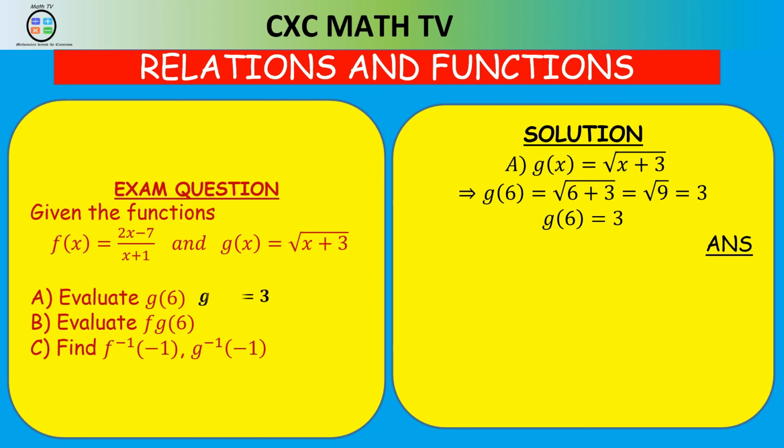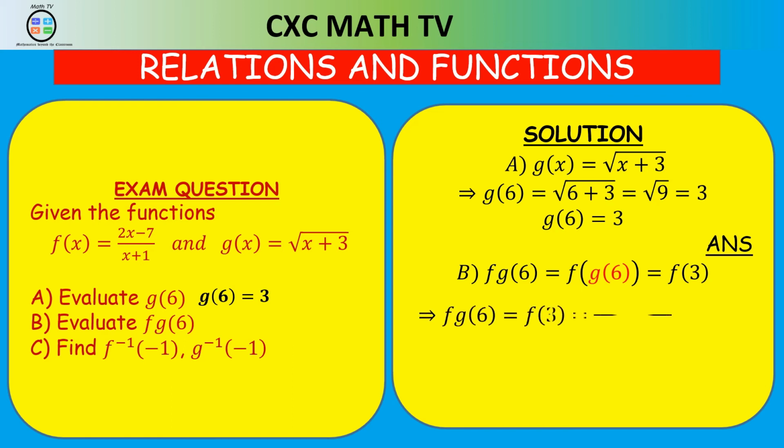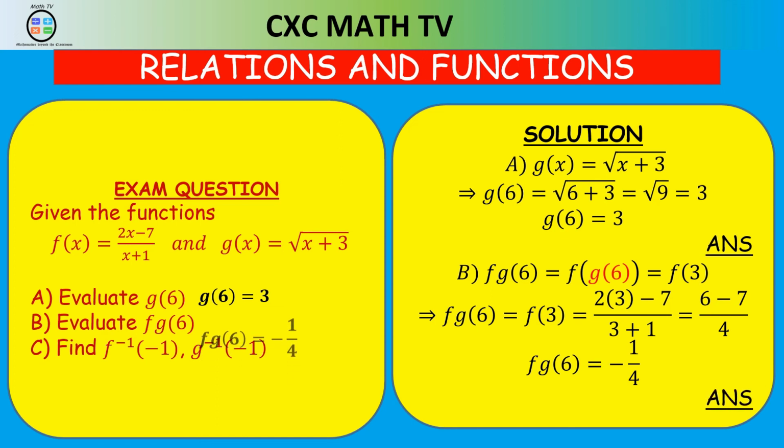Now we need to find fg of 6. Now, given that we just found g of 6 to be 3, we put g of 6 in red there, that is 3. So we really need to find f of 3. Now, f of 3 is going to be 2 times, replace x with 3 in f of x. 2 times 3 minus 7 over 3 plus 1, which is 6 minus 7 over 4, which is negative a quarter. So fg of 6 is negative a quarter.